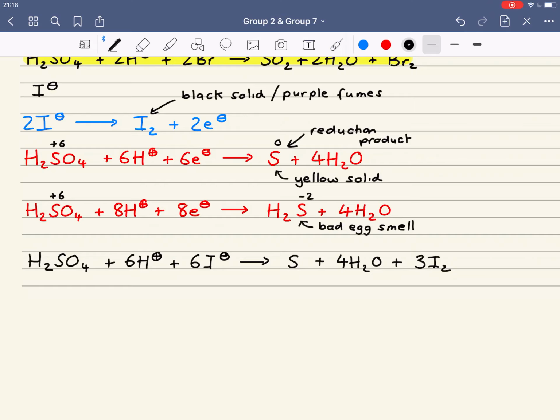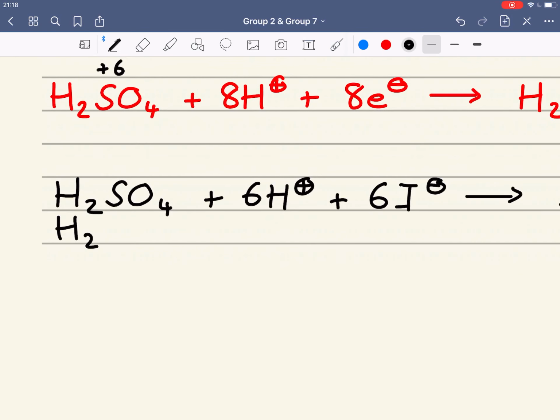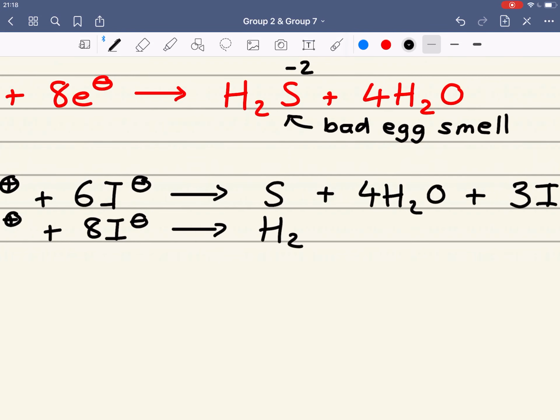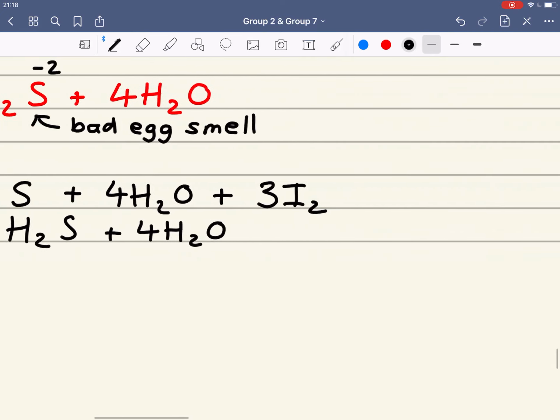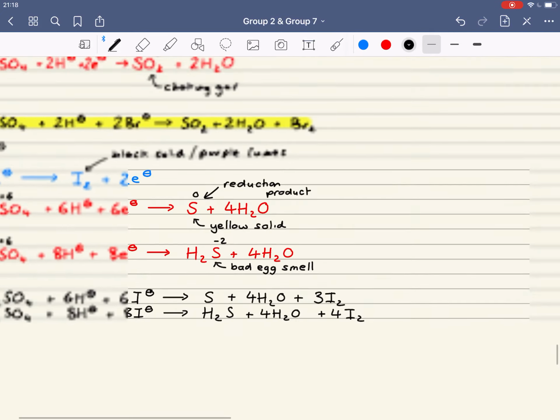If H2S is my reduction product, then we would need to multiply the oxidation half equation by 4. And this time I get 8I-. And that then gives us H2S plus 4H2O plus 4I2.